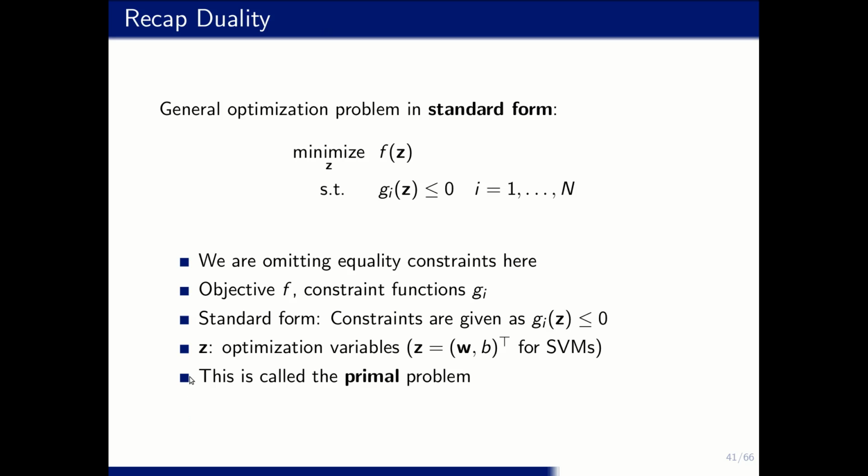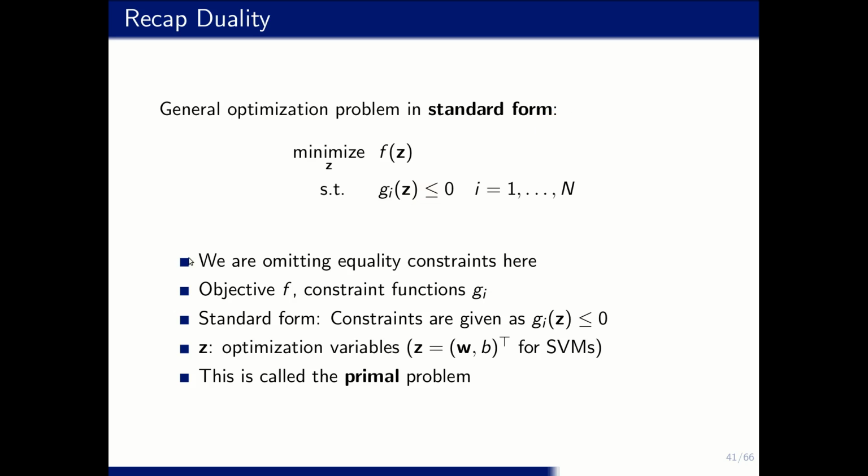In order to discuss the dual SVM, let's recap duality from optimization. Let's put aside SVMs for the moment and just look at a general optimization problem: minimize some objective function f subject to constraints. Our optimization variables are z. In our SVM formulation, z would be w and b, but now we are considering a general optimization problem with an objective and constraint functions. Standard form means that our constraints are given in this form: constraint function smaller or equal to 0.